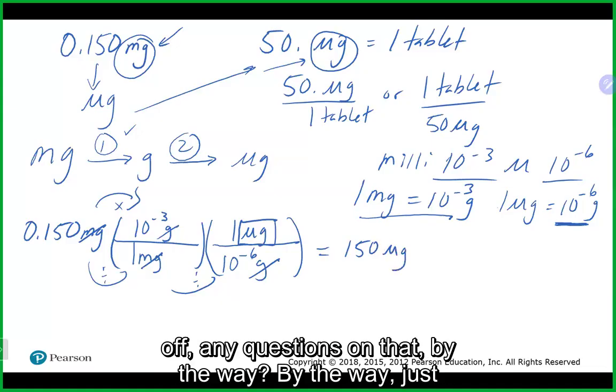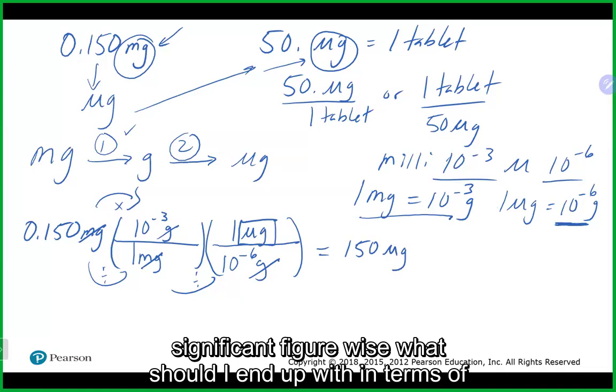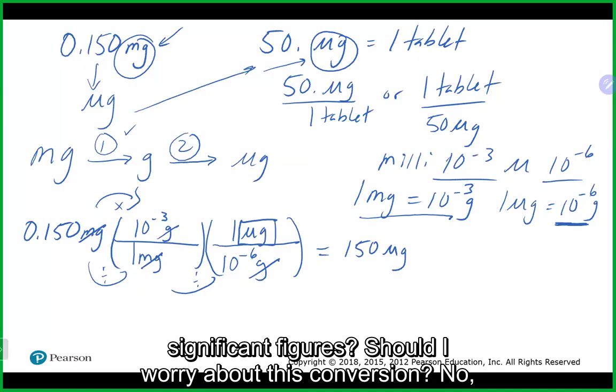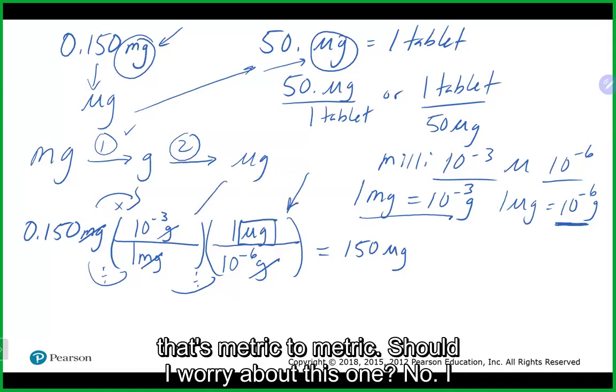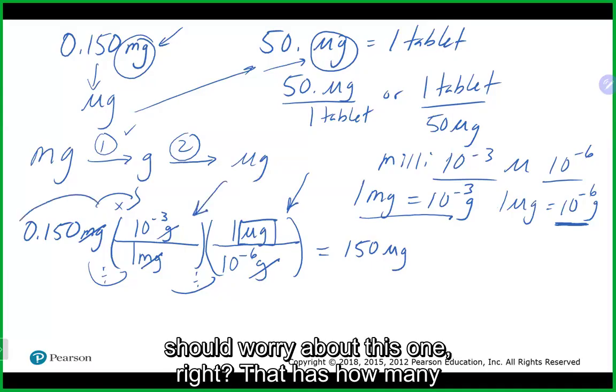First off, any questions on that, by the way? By the way, just significant figure-wise, what should I end up with in terms of significant figures? Should I worry about this conversion? No, that's metric to metric. Should I worry about this one? No, I should worry about this one, right?